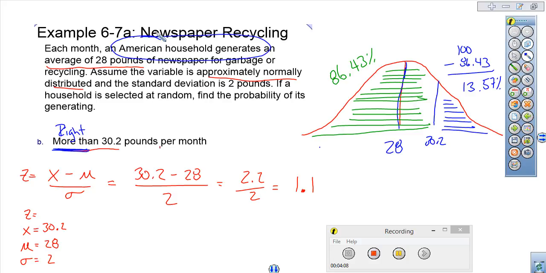Okay, so one more time. Of the American households, we know that 13.57% of the households have more than 30.2 pounds of recycling per month. Interesting, I guess, but that's the application, and that's what we use it for. So that's a greater than or more than problem.